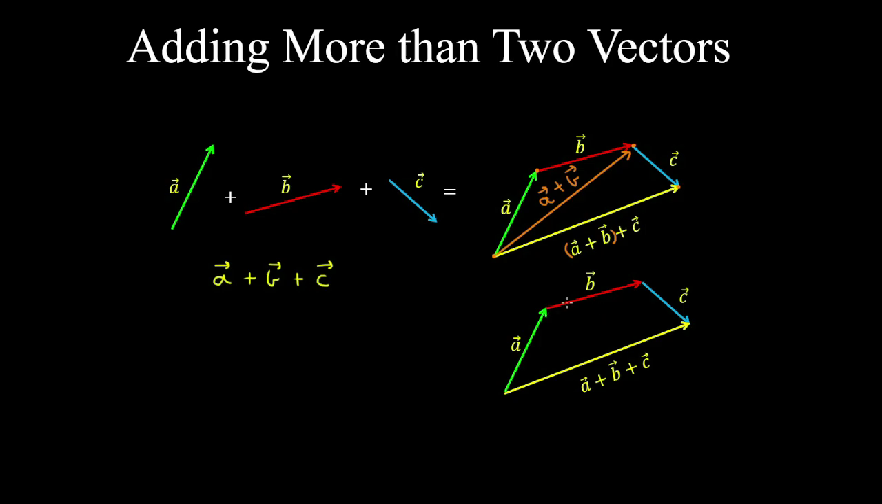Now alternatively, we can add B and C first using the head-to-tail method, and then add A to this result, which gives the same resultant vector. So as we can see, vector addition is also associative.